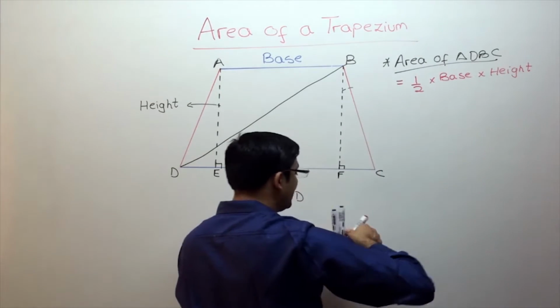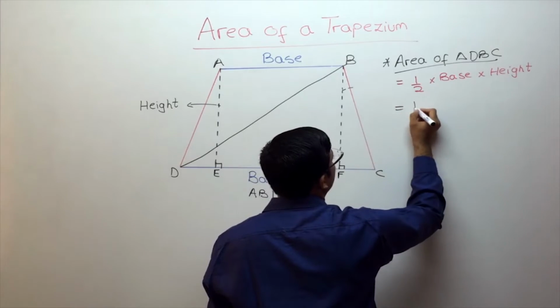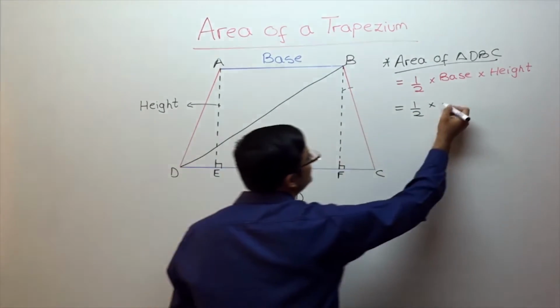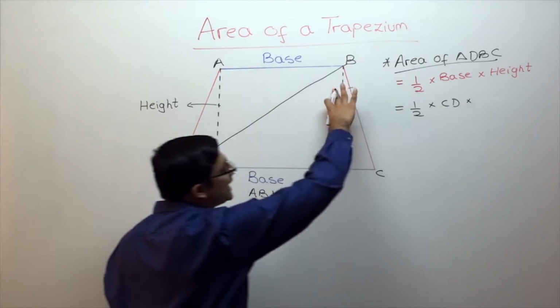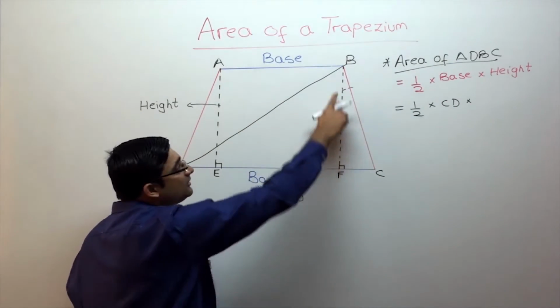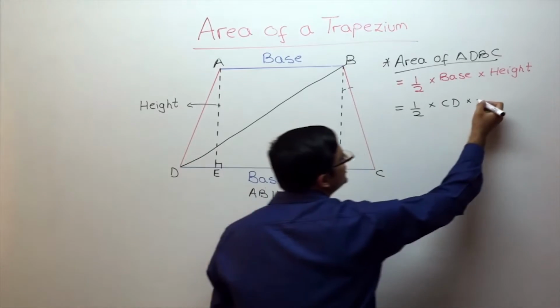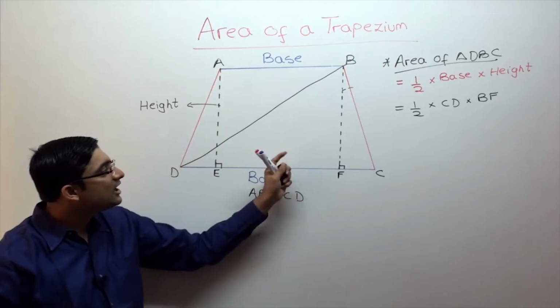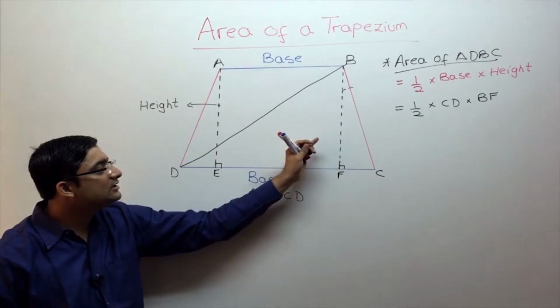So let's plug in the values. Half into, what is the base of this triangle? It is CD, into what is the height of this triangle? The perpendicular from B onto the base, BF. So half CD into BF. What is the area of a triangle? Half base into height.